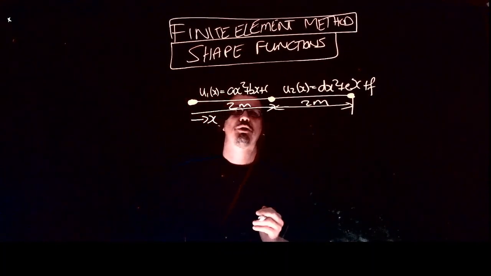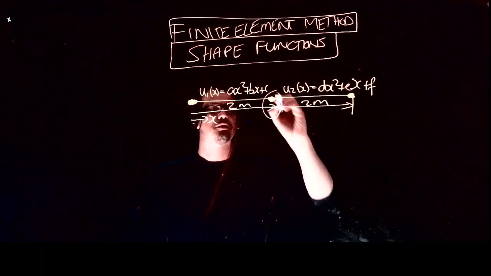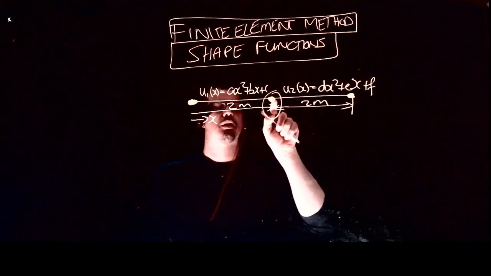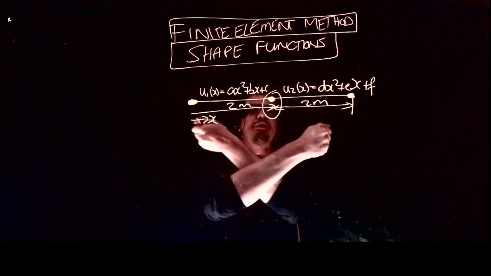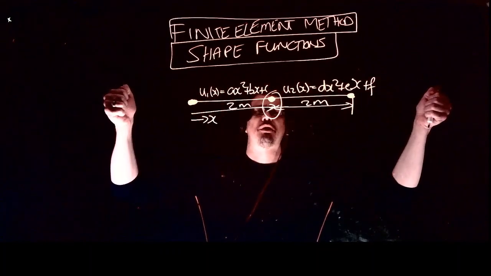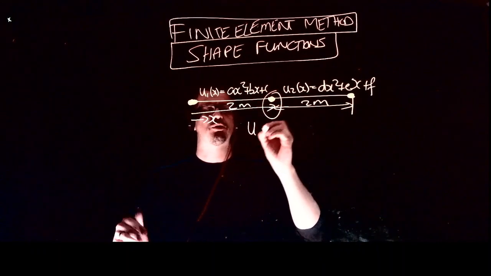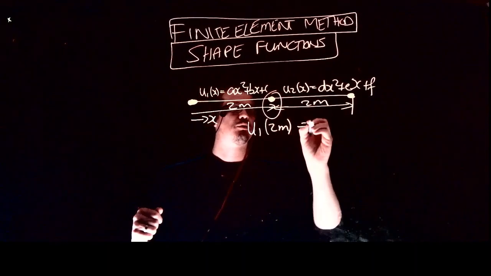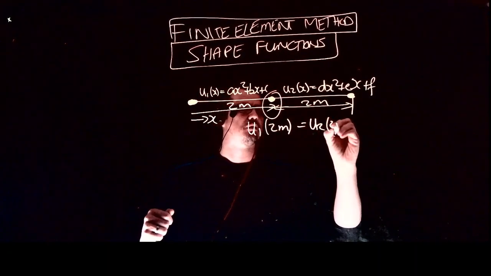So if I wanted to do this, then I had to make sure, for instance, that at this point the displacement is such that there's not a gap forming or things overlapping. I can't have the structure moving into itself or all of a sudden have these two things come apart. So what I need to enforce the whole time is that u1 at 2 meters is equal to u2, this field, at 2 meters.